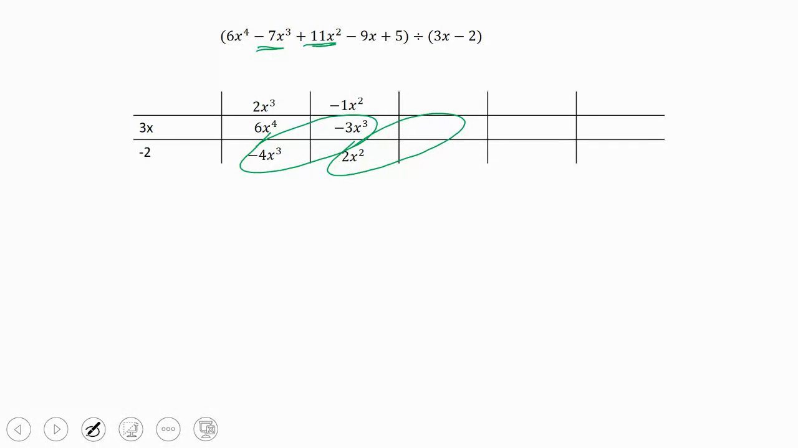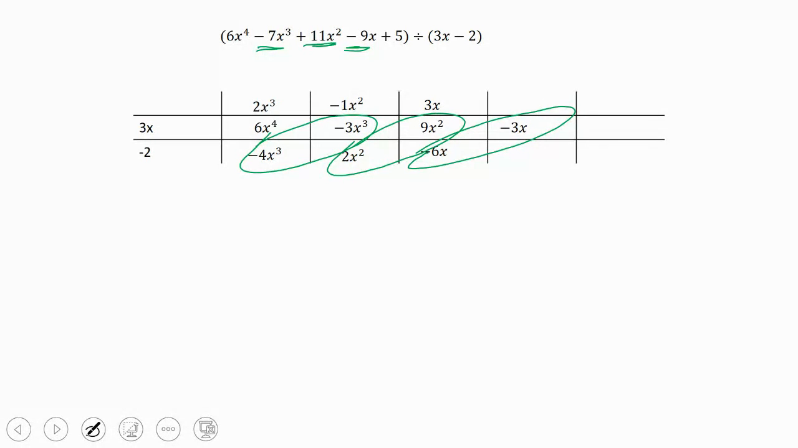So the missing one must be 9x squared, because I have 11x squared. 3x goes into 9x squared 3x times. Okay, so 3x times negative 2 makes negative 6x. And once again, I'm going to say these two numbers have to add up to negative 9x. So the missing thing is negative 3x.